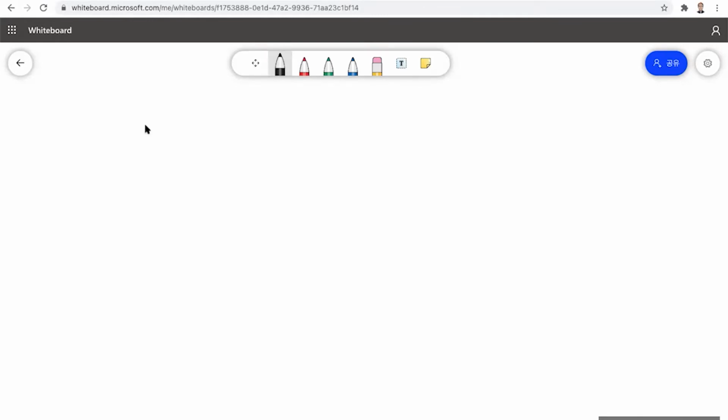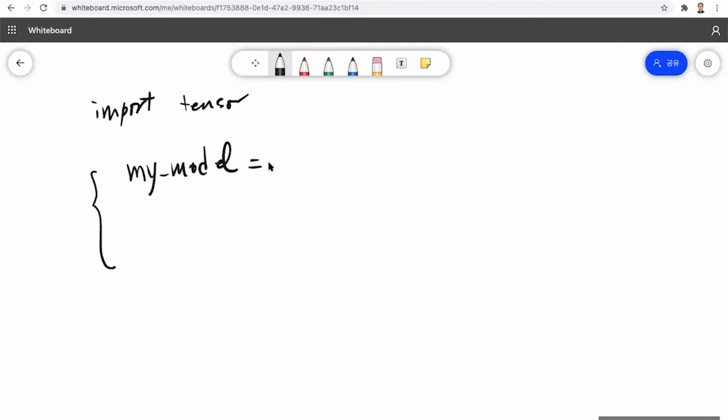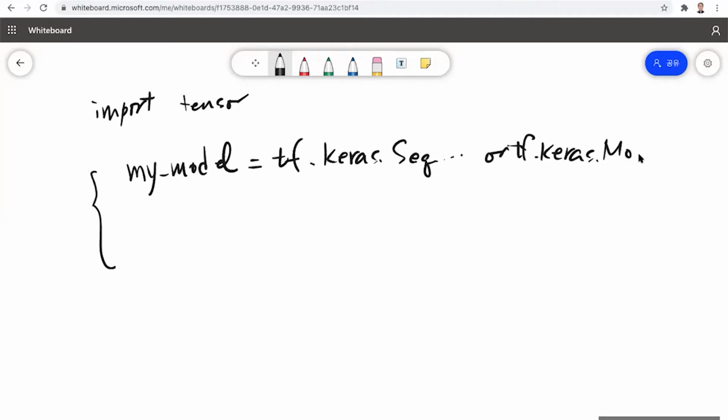TensorFlow is basically 3 lines of code. The first line is import TensorFlow. It's obvious, we know how to do that. But the last 3 lines are important. Let's say this is my model, and you can say it's tf.keras.Sequential or tf.keras.Model.